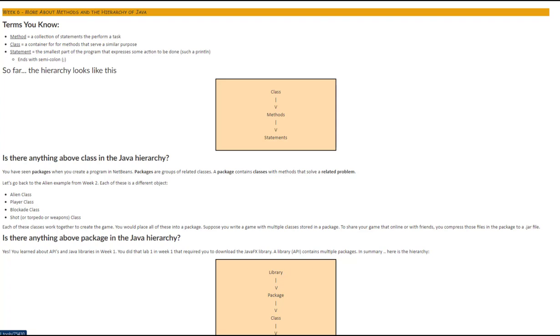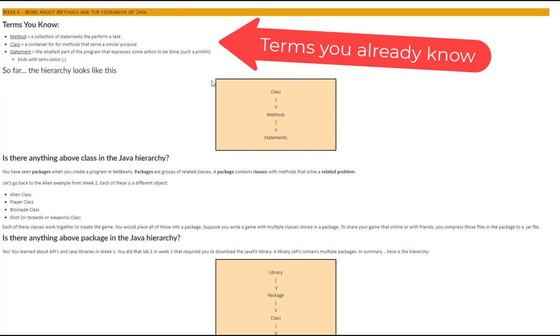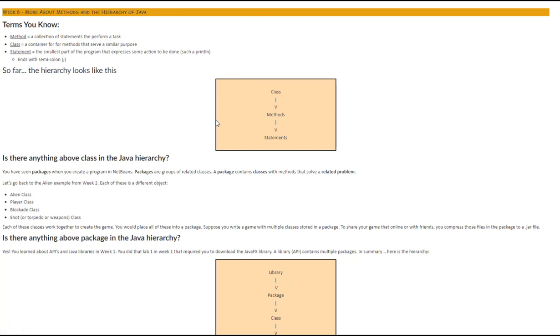In this video, we're going to look a little bit more about methods and hierarchy in Java. So far, here is what our Java hierarchy looks like. At the top is a class. A class can contain one or more methods, and a method can contain one or more statements. Above class, you can have packages in the Java hierarchy.